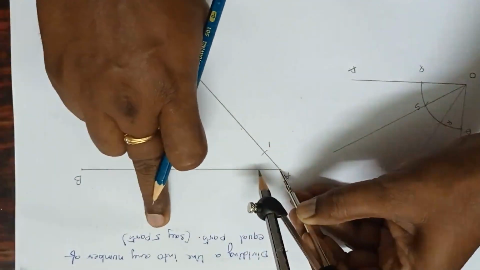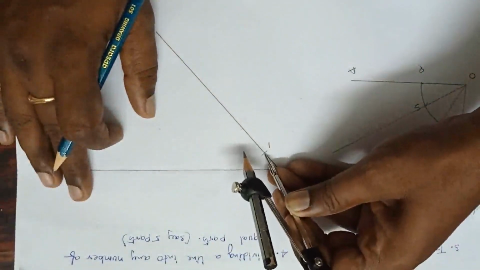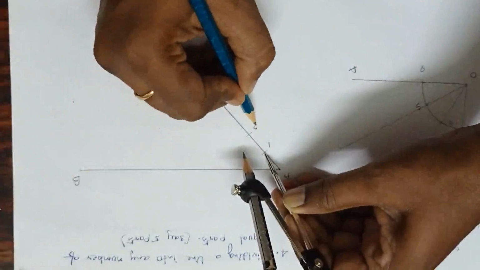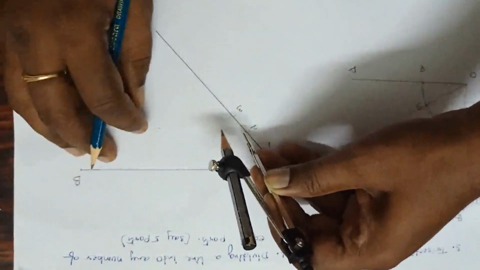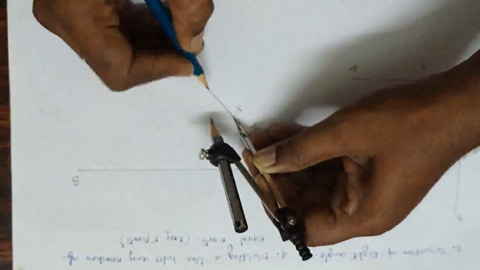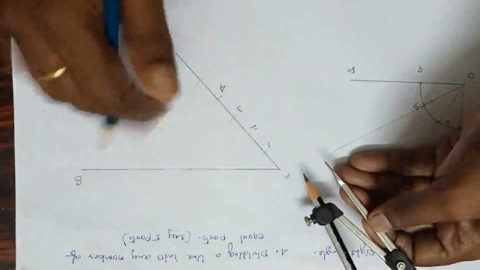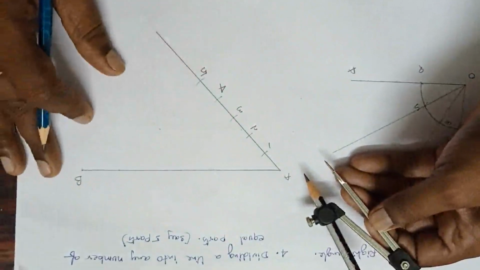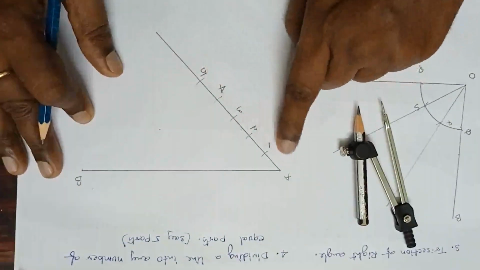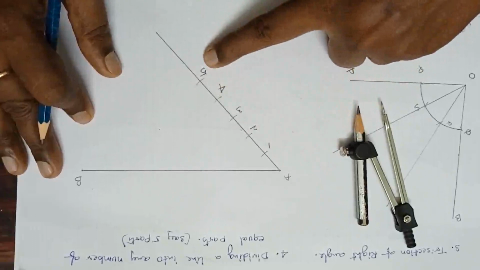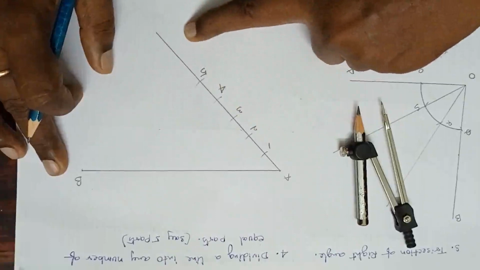Next, he is asking for 5 parts, so I will divide this into 5 equal parts. With the same radius, 1 as a center, cut here. 2 as a center, I will get 3. Now 3 as a center, I will get 4. Now 4 as a center, I will get 5. So these are the 5 equal parts. I am sure that these are equal parts because with a common radius I have cut this one. So before dividing this line AB, I have divided this acute angle line into 5 equal parts.